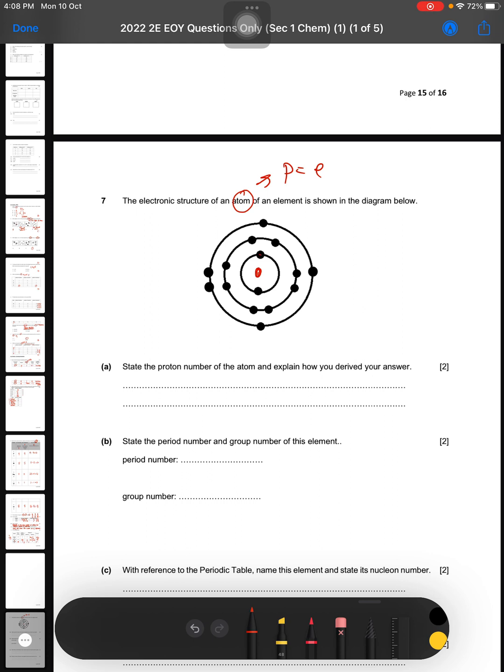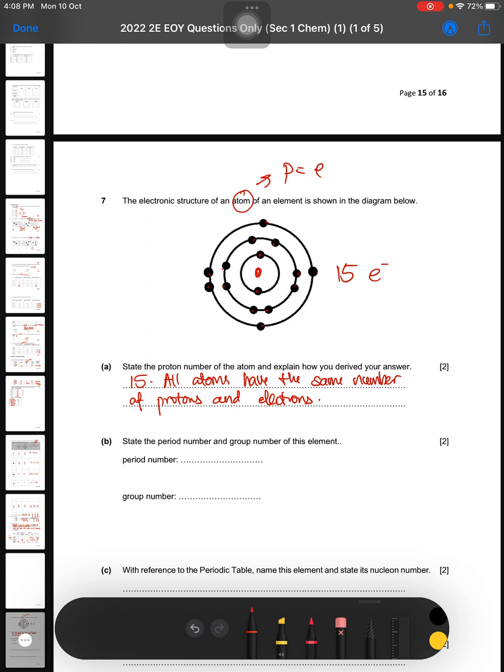So the first shell has 2. Second shell is 1, 2, 3, 4, 5, 6, 7, 8. So 2, 8 is 10 already. And then 1, 2, 3, 4, 5. So total of 15 electrons. So what's the proton number? 15. Okay? This is the explanation: all atoms have the same number of protons and electrons.